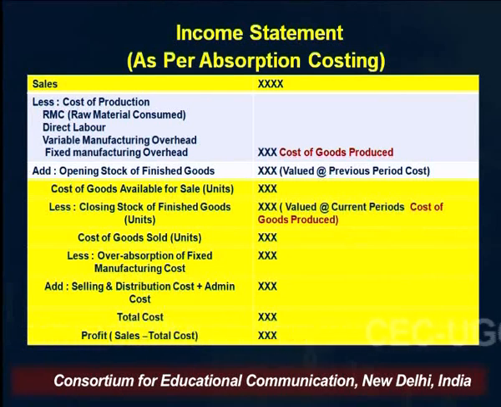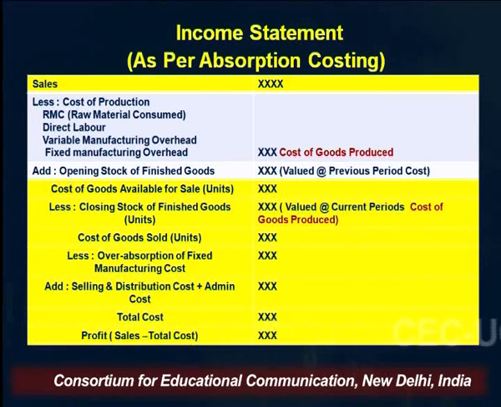I have shown here that we are subtracting over absorption of fixed cost, whereas had it been an under absorption, we could have added. So if it is under absorption, you have to increase your cost. If it is over absorption, you have to reduce your cost. Very common understanding. It's common sense that if it is over, make it under. If it is under, make it over. Make it the real. So if it is over absorbed, obviously you have to reduce.